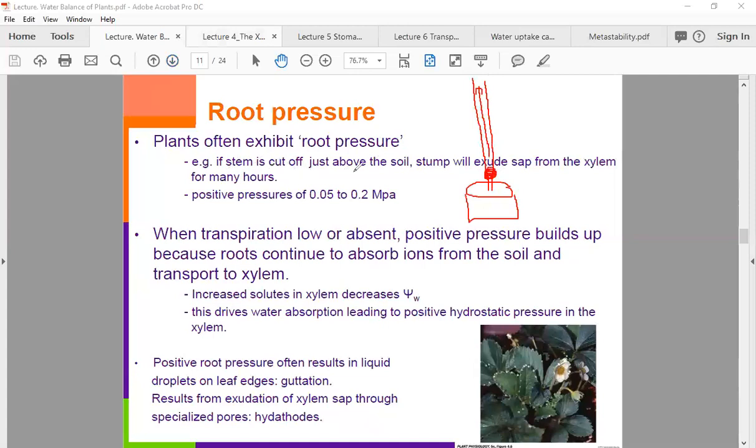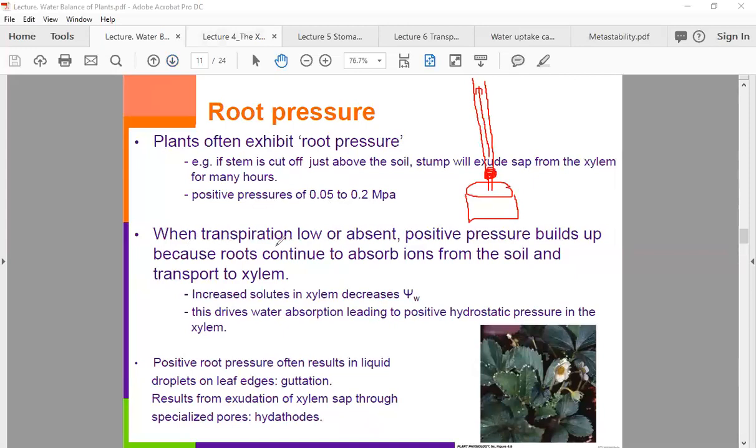If the stem is cut off just above the soil, the stump will exude sap from the xylem for many hours. But those pressures are not very great. They can only push water up so far. And here's some values here for positive pressures. These are obviously positive values, equating to roughly 0.05 to 0.2 megapascals.